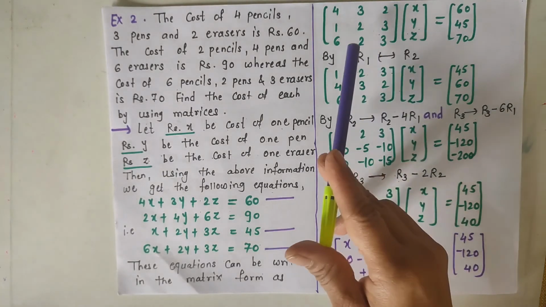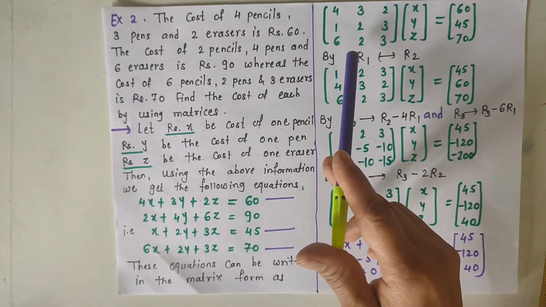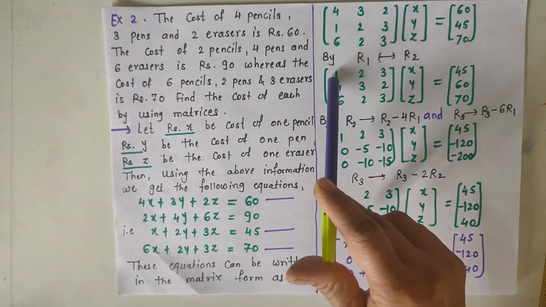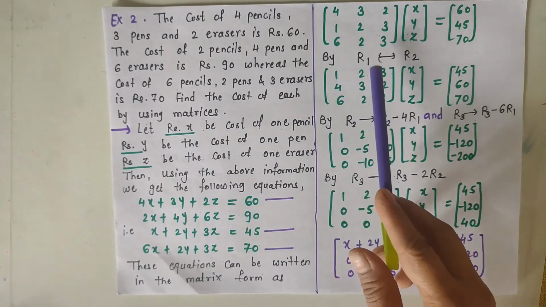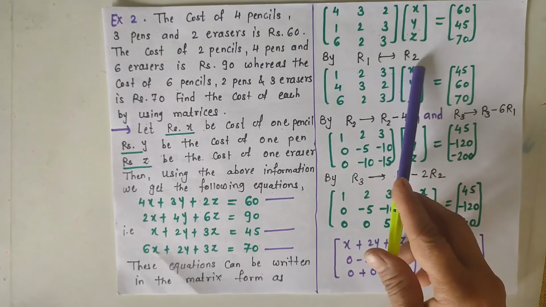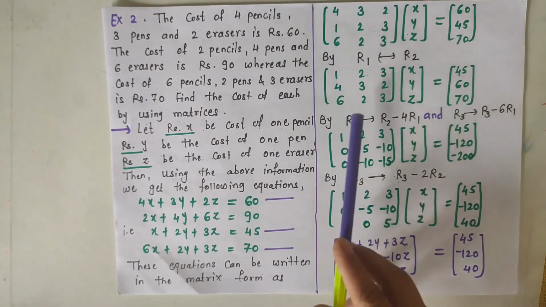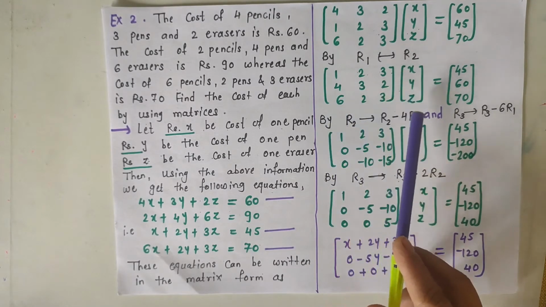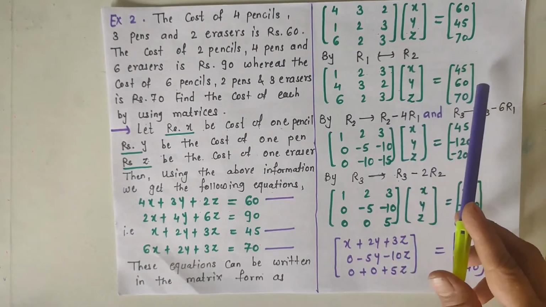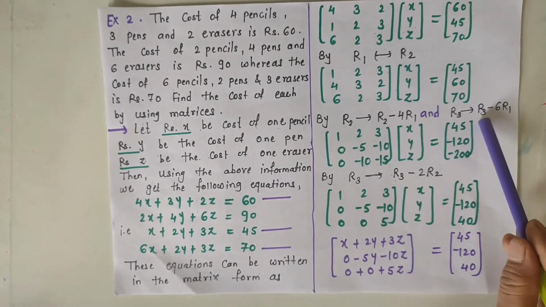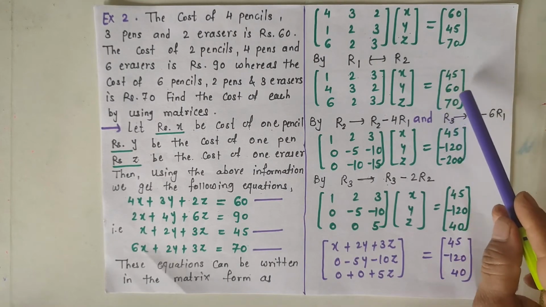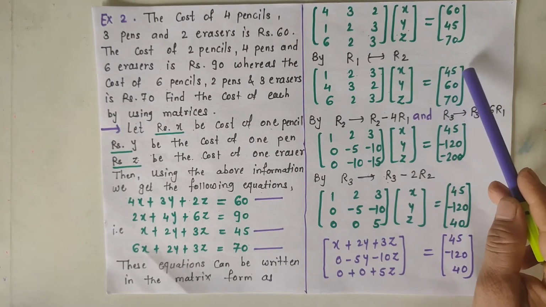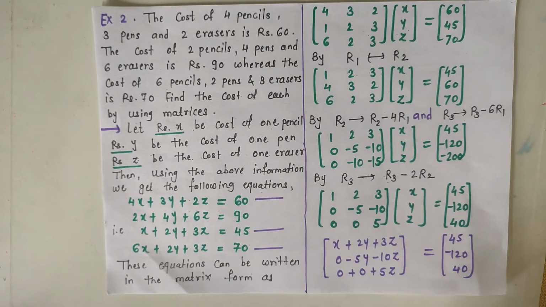Now, to convert this matrix into an upper triangular matrix, we apply suitable row transformations. Applying the first transformation, interchange R1 and R2. By interchanging R1 and R2, we get the first row 1, 2, 3, second row 4, 3, 2, and third row 6, 2, 3 as it is, into the variables x, y, z. The same transformation is applied on the constant matrix: interchanging the elements, we get 45, 60 and 70.